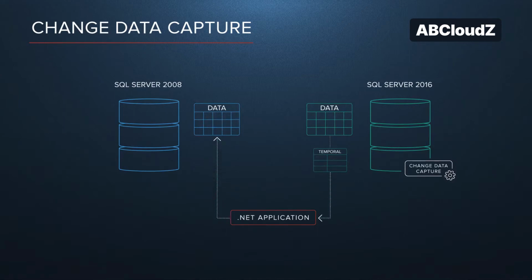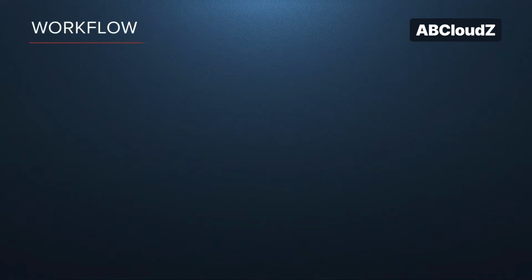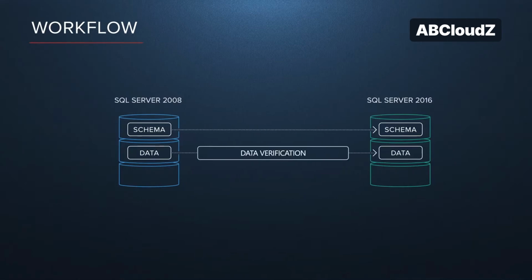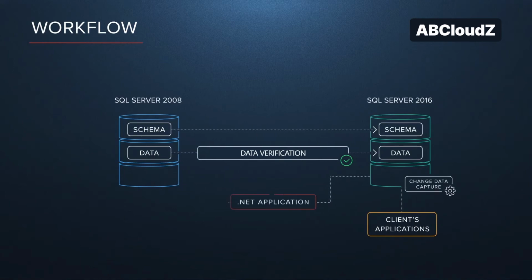Let's get back to the very beginning of the upgrade process. Initially, we migrated the source database schemas from SQL Server 2008 to the SQL Server 2016 environment. After that, we duplicated the original data to the new database instance. After verifying that the data in the source and target databases is identical, we reconnected the client's applications to the new database instance. Then we set up the change data capture and launched the .NET application.